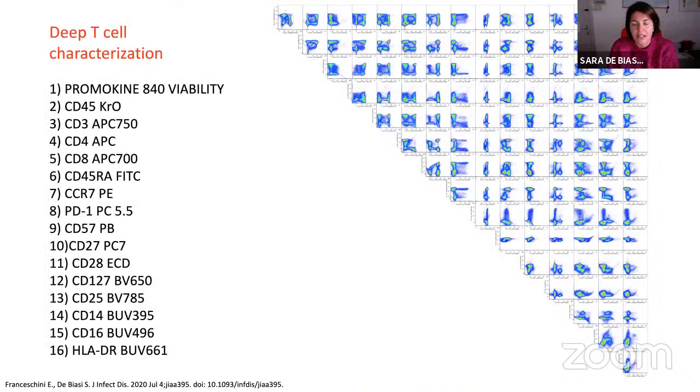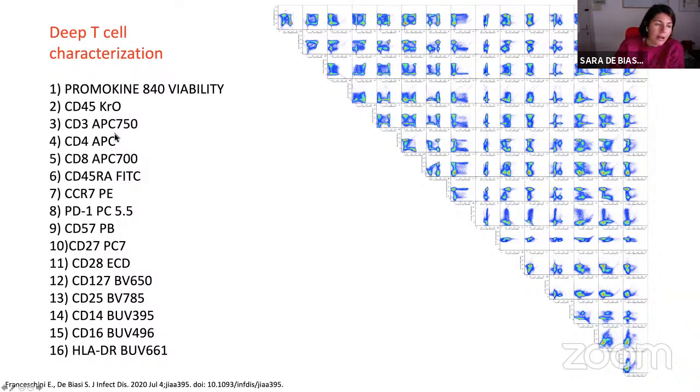As you can see here, there is an MFI matrix, very useful to check all the samples and to check the compensation. First of all, you have to check the compensation across different days if you want to be reproducible and apply this kind of unsupervised cluster analysis.